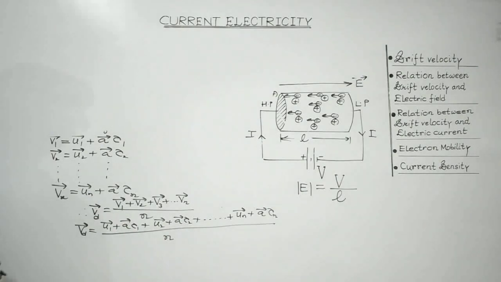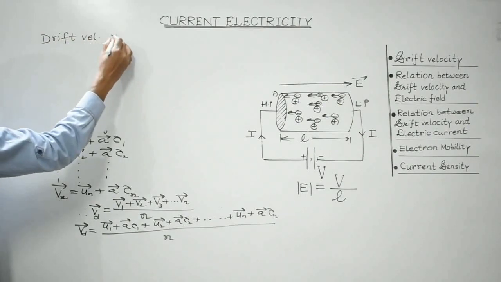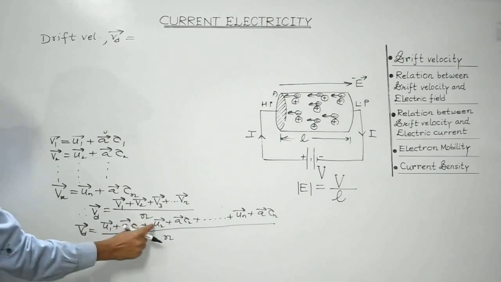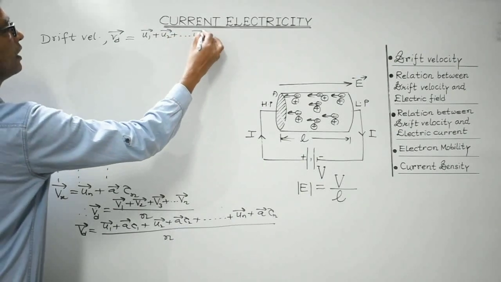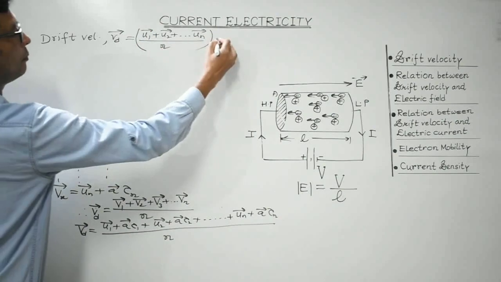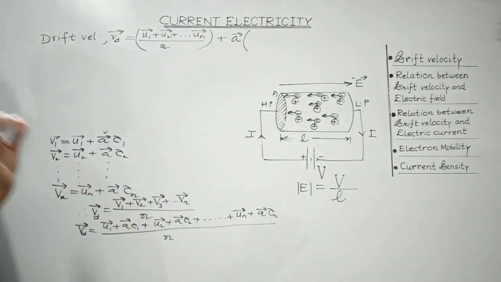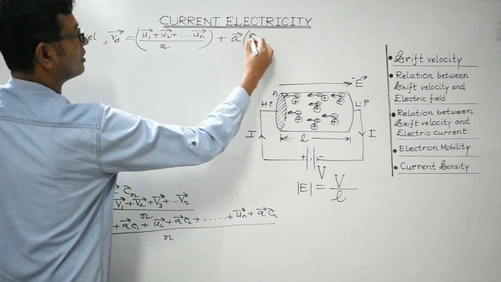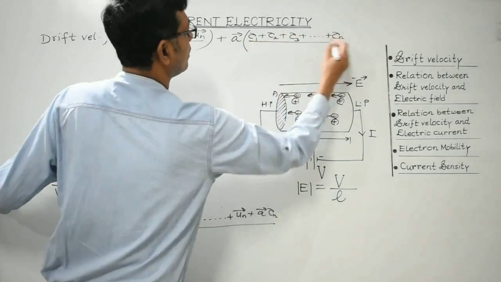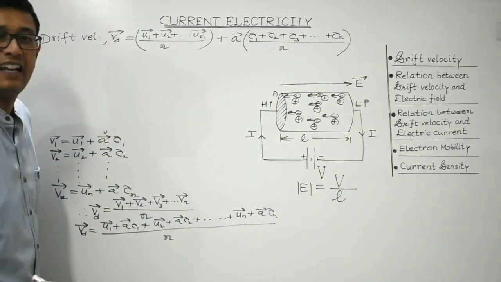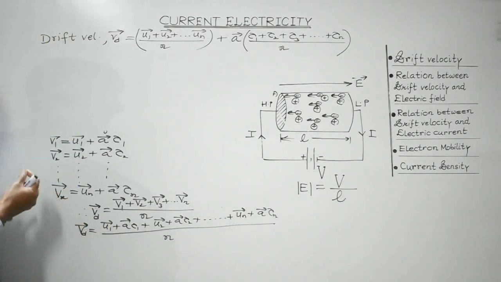So you can rearrange the terms. We can write the drift velocity VD in vector form as, students, just rearrange the terms: U1 vector plus U2 vector plus UN vector divided by n, plus, in all the other terms, A vector is common. All the electrons get accelerated by the same amount, the same magnitude, right? And over here it is tau 1 plus tau 2 plus tau 3 plus tau n divided by n. This is the average of all the relaxation times, which naturally is known as the average relaxation time, right?